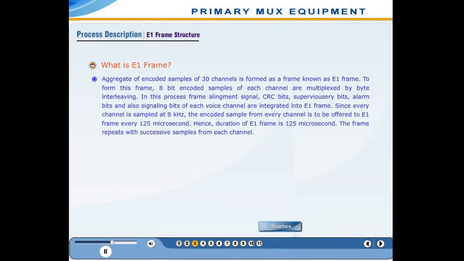Since every channel is sampled at 8 kHz, the encoded sample from every channel is to be offered to E1 frame after every 125 microsecond. Hence, the duration of E1 frame is 125 microsecond. The frame repeats with successive samples from each channel.